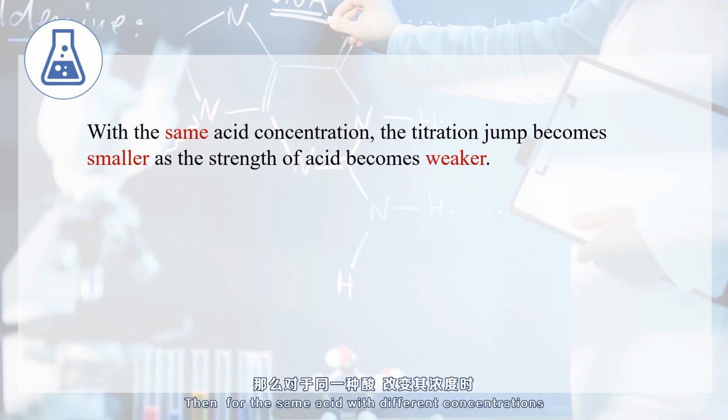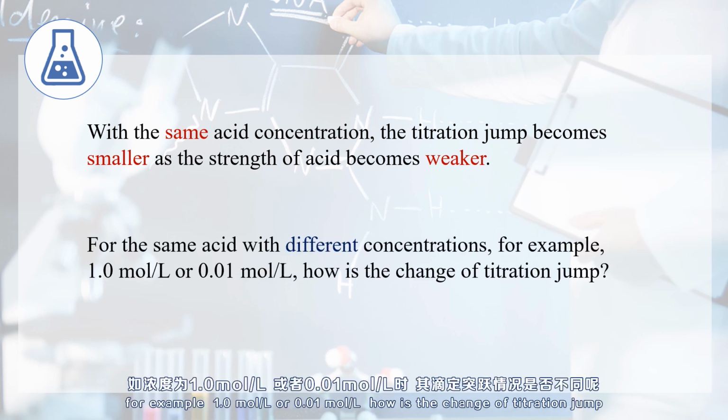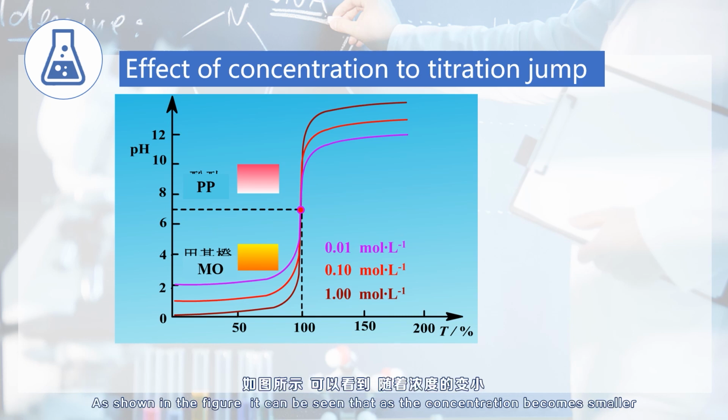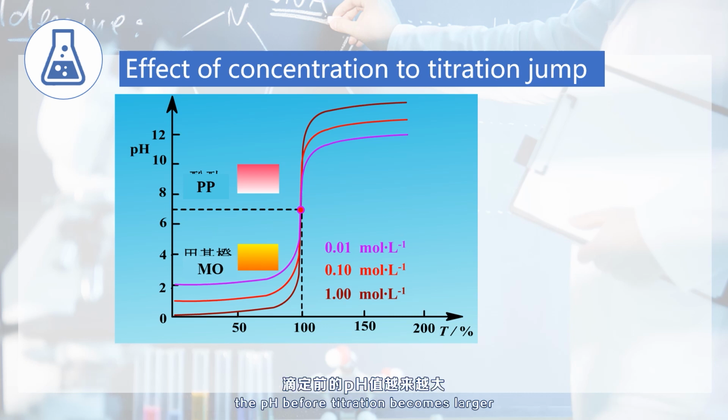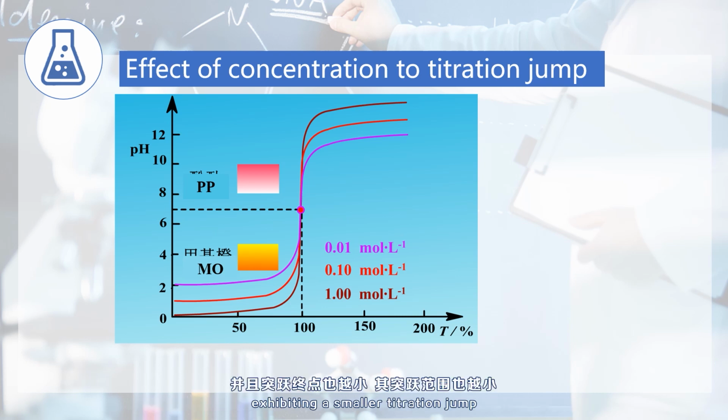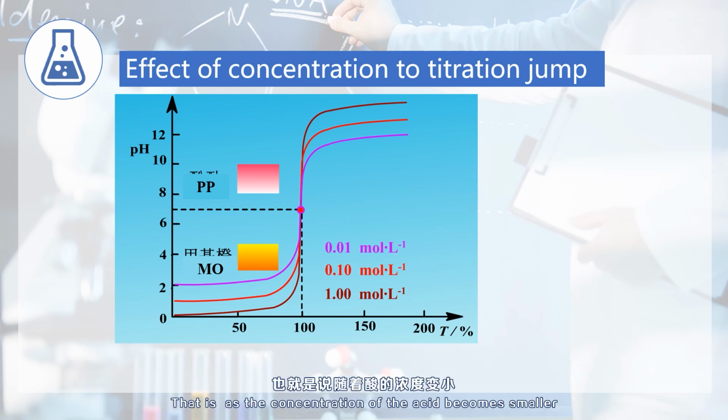Then, for the same acid with different concentrations, for example, 0.1 mol per liter or 0.01 mol per liter, how is the change of titration jump? Similarly, we plot the titration curves of acid with different concentrations together, as shown in the figure. It can be seen that as the concentration becomes smaller, the pH before titration becomes larger, and the starting point of jump gets higher with a lower end point, exhibiting a smaller titration jump. That is, as the concentration of the acid becomes smaller, the corresponding range of the jump also becomes smaller.